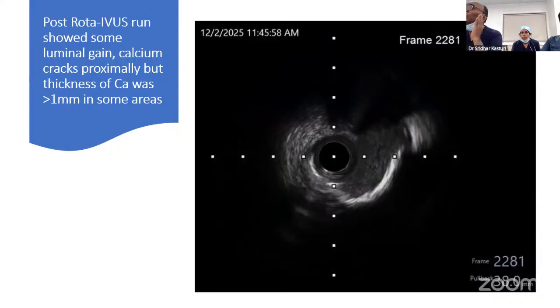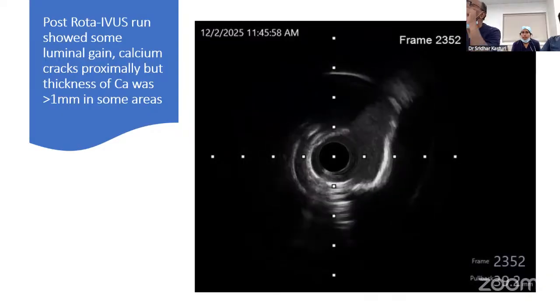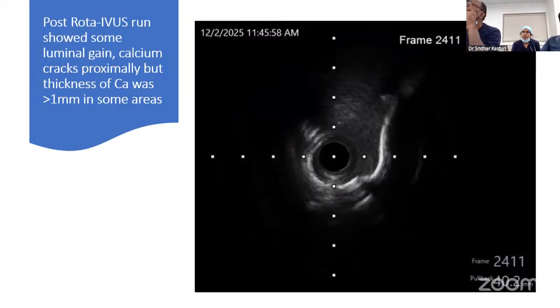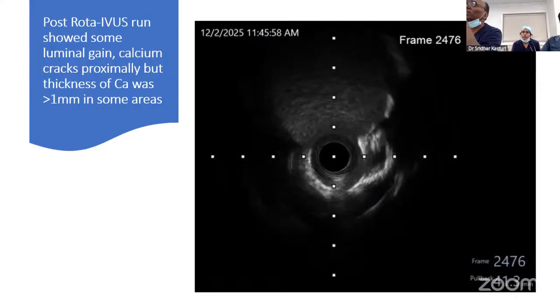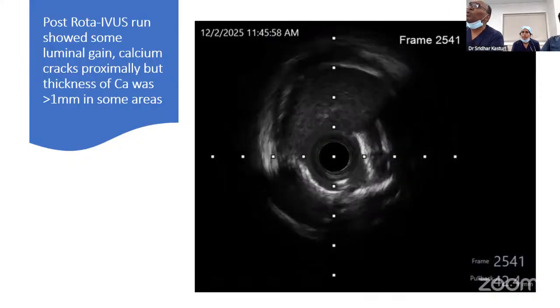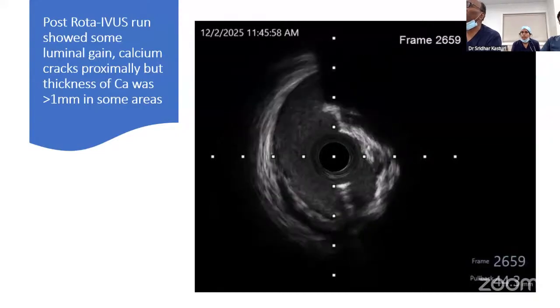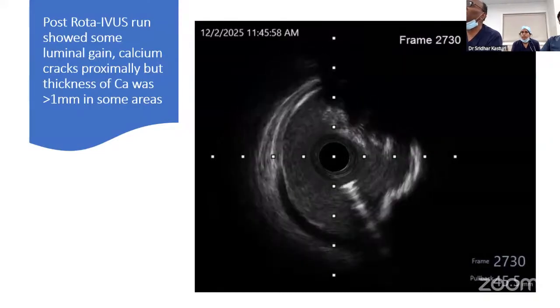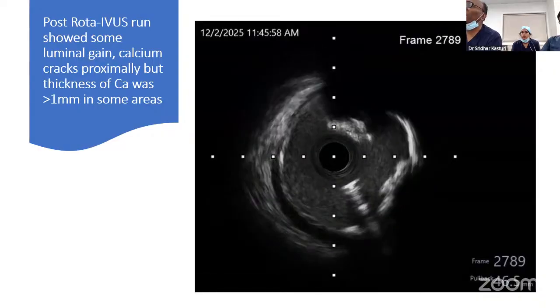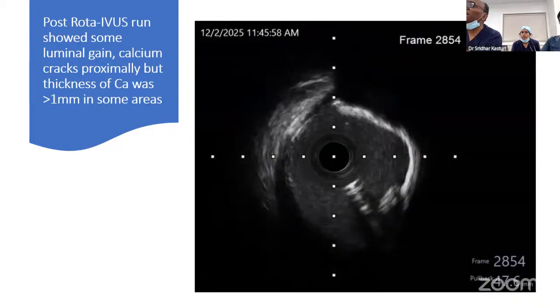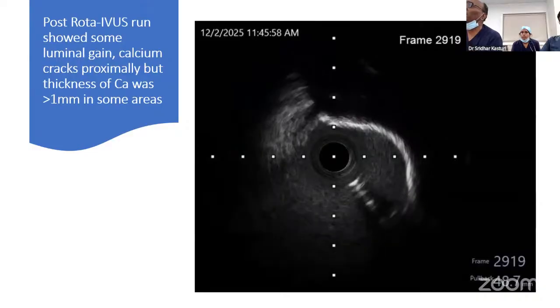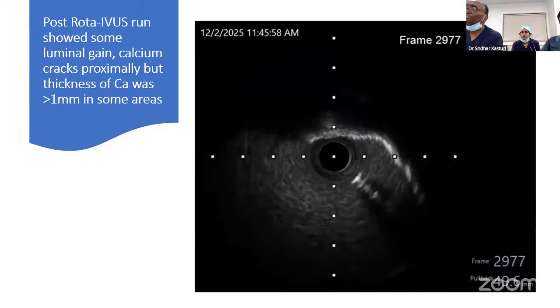So you should give time for the rotablation to burr or to ablate the calcific lesion. And one more thing, each run should not exceed more than 15 seconds, and you should give 30 seconds for all the atheromatous, calcific debris to be taken away by the blood flow.